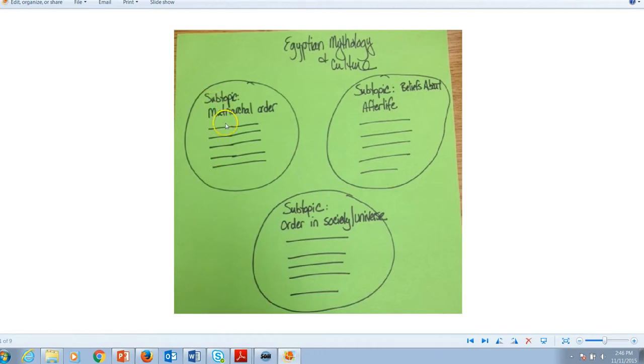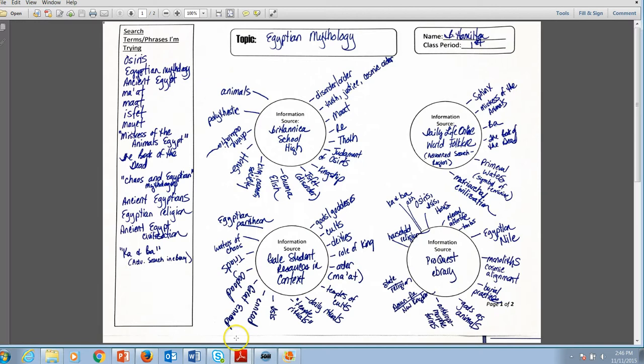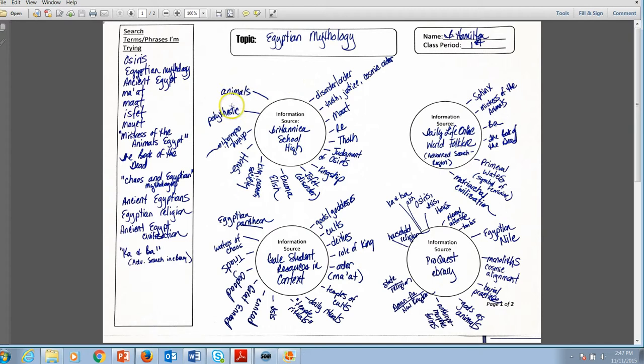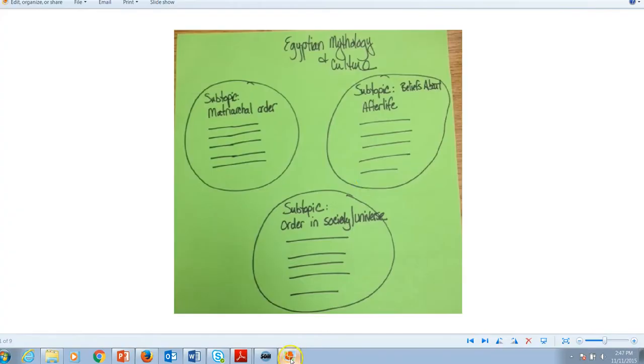So here's my map that I did researching Egyptian mythology and trying to figure out what are the cultural values. So you can see the databases that I mapped during my search and my search terms that I kept track of. So I had a couple of pages of that. And as I went through and started looking at the concepts and ideas that I pulled out, I could see that they were basically falling into 3 big categories.